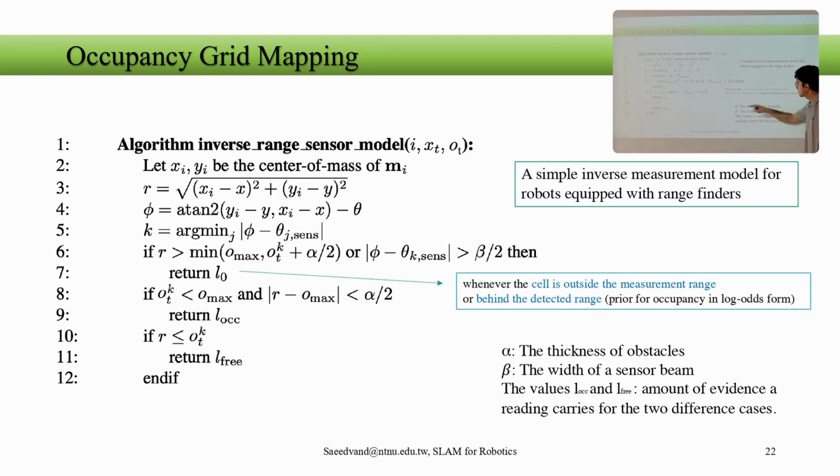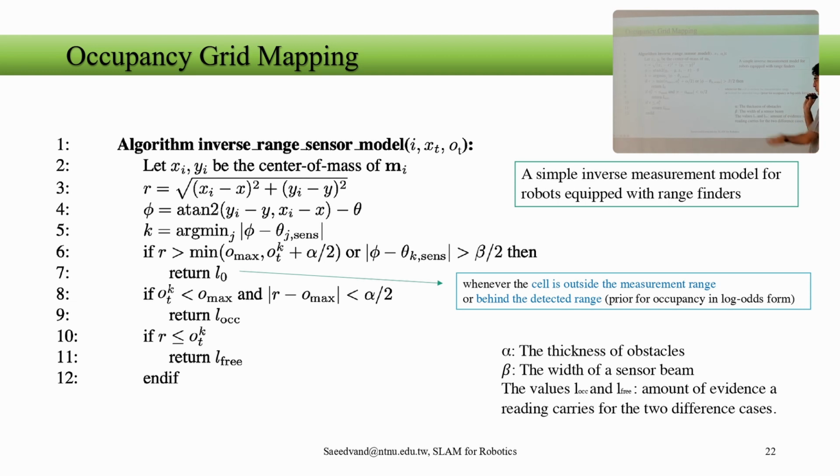We have some parameters. I stated for you that, for example, alpha is the thickness of the obstacle, beta is the width of the sensor beam. The width of the sensor beam here is very tiny, but it can be big. So you can adjust the parameter of the scan size that you have. Because if you have a bigger scan size and your grid cell is very small, then this measurement is going to occupy many grid cells, not only one.